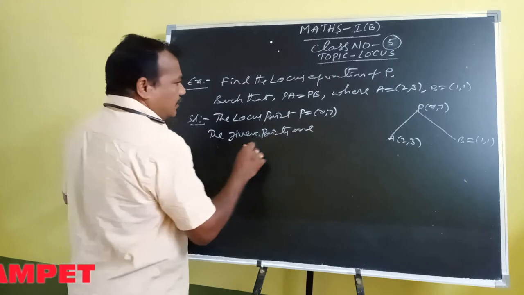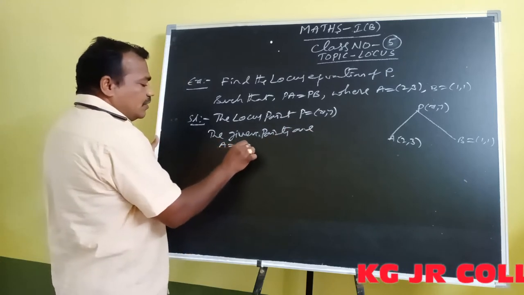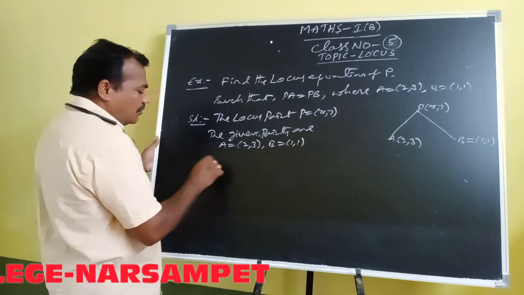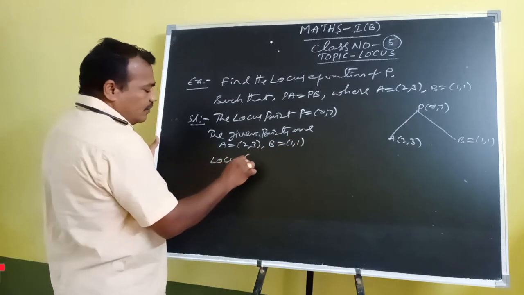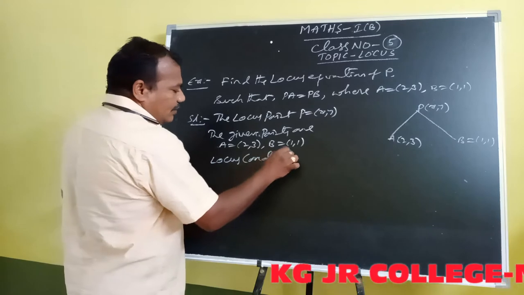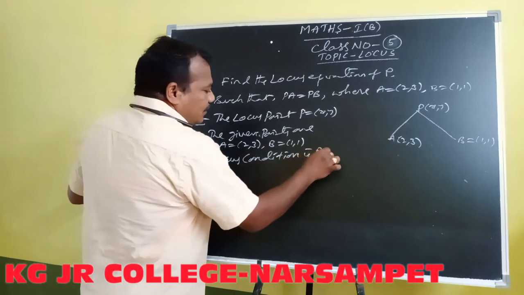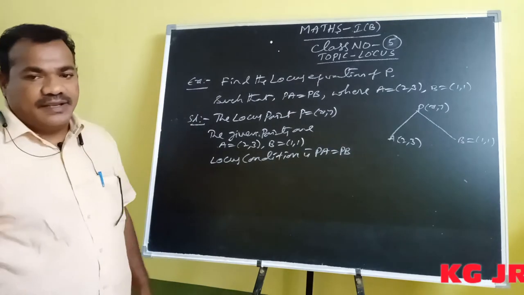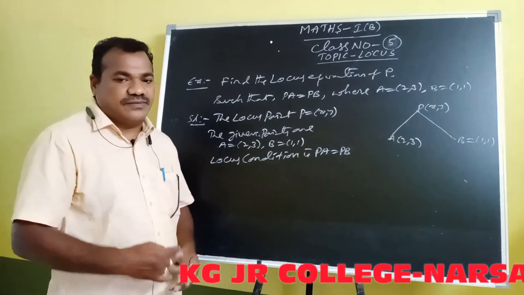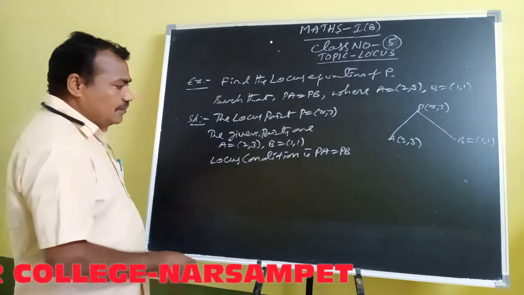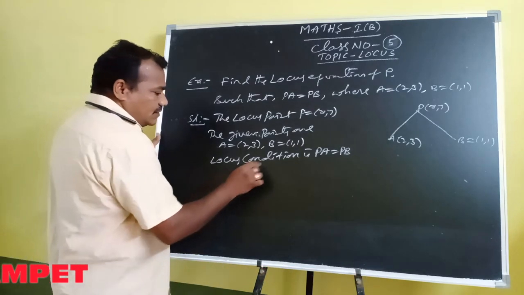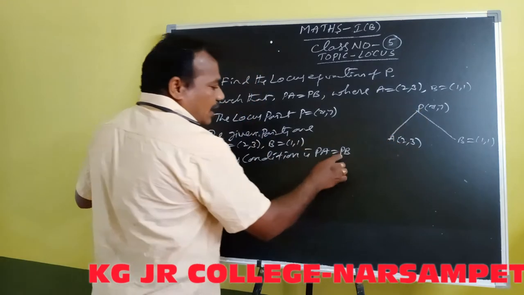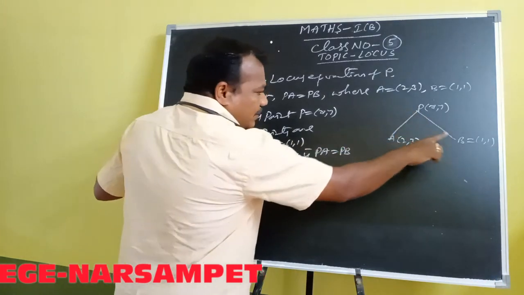The given fixed points are A is (2, 3) and B is (1, 1), and the given locus condition is PA is equal to PB. That means the point is moving in a plane so that it is at equal distances from A and B. So PA is equal to PB. PA means the distance between P and A, and PB the distance between P and B.